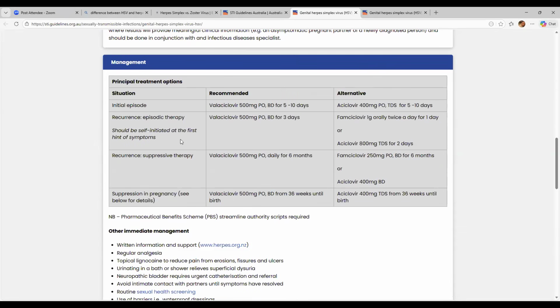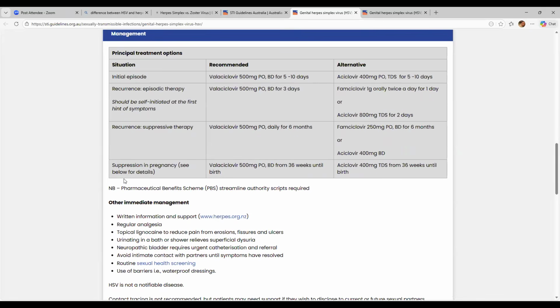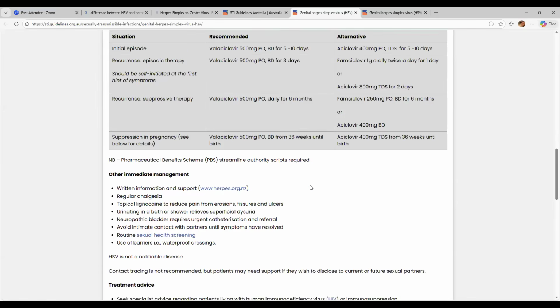You have to do an episodic therapy and suppressive therapy. So episodic therapy is for 3 days, suppressive is for 6 months. And in pregnancy, valacyclovir from 36 weeks until birth.